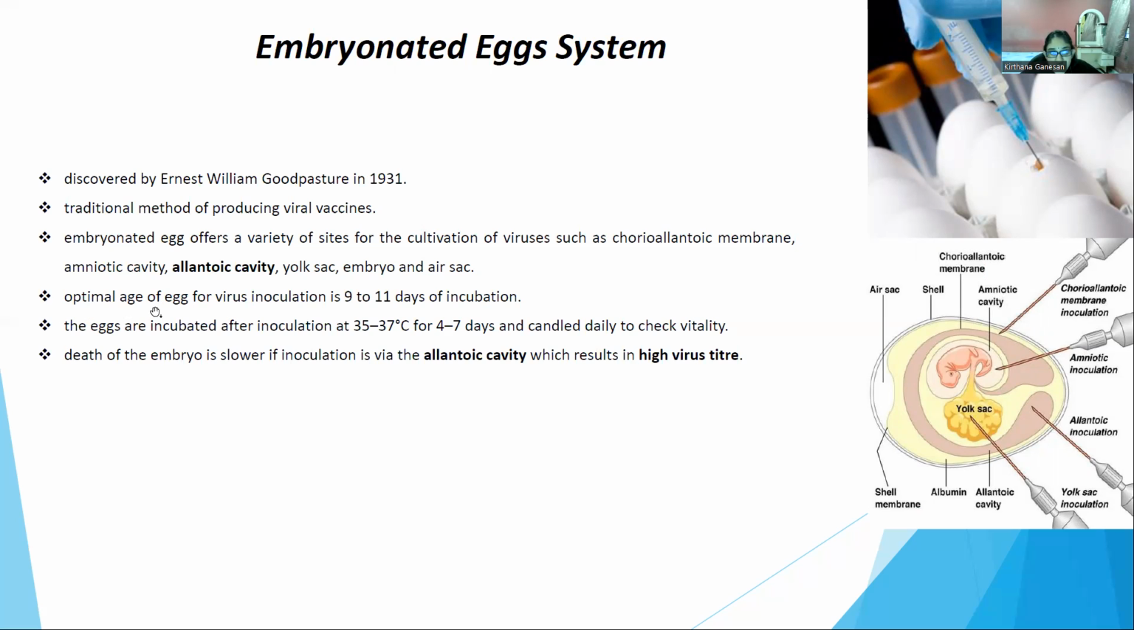So the optimal age of egg for virus inoculation is 9 to 11 days of incubation. And the eggs are incubated after inoculation at 35 to 37 degrees Celsius for 4 to 7 days and candled daily to check vitality. Death of the embryo is slower if inoculation is via the allantoic cavity, which is this part of the egg. So the inoculation via the allantoic cavity can result in high virus titer.